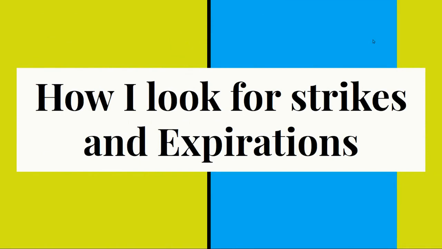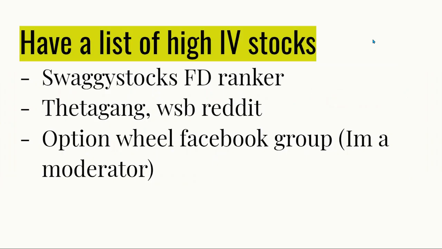The notes for this are in the description below, so feel free to look at any of those in the PowerPoint. First, you want to have a list of fairly high implied volatility stocks. In my particular strategy, I like the high IV stocks because they give more premium. You could also do this with lower IV stocks, but in the end, you get a smaller cushion.